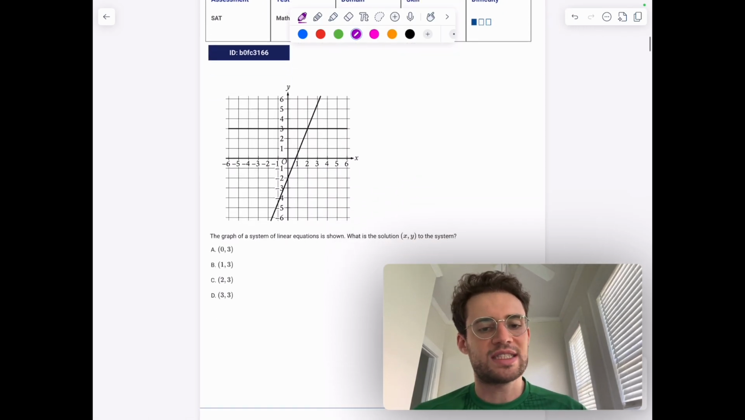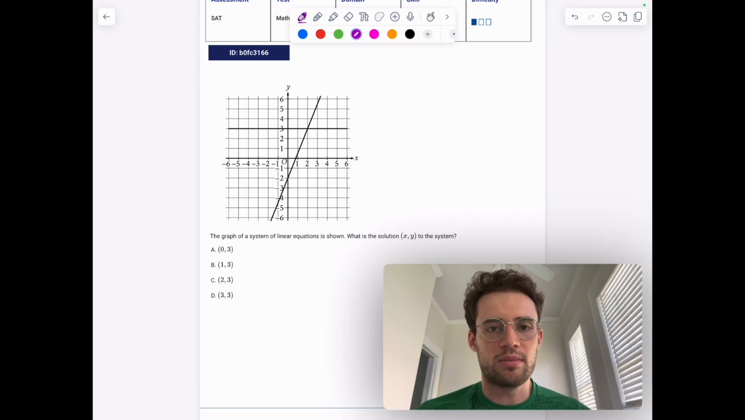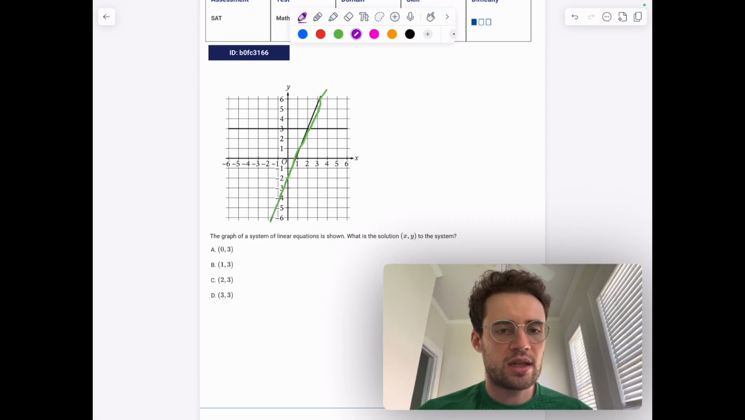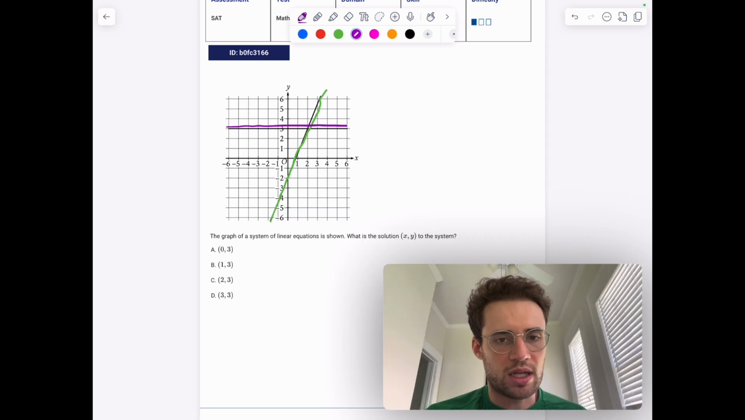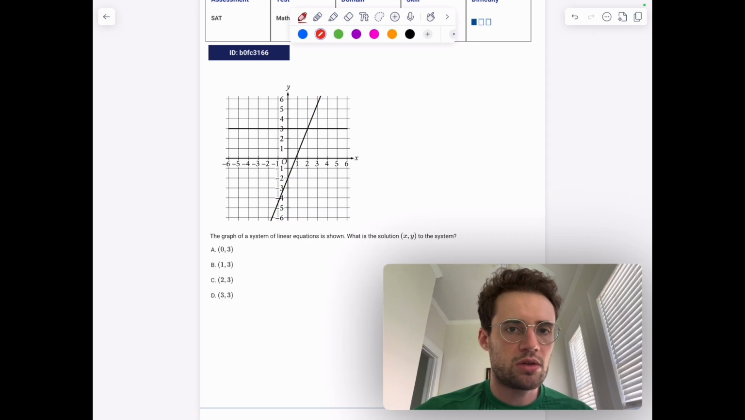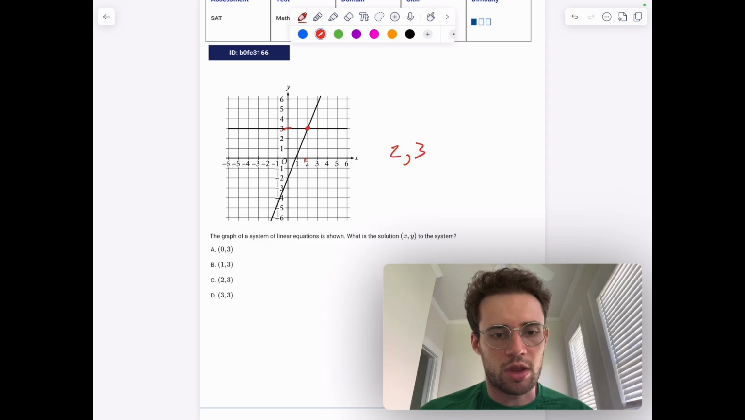The graph of the system of linear equations is shown. What is the solution x comma y to this system? So the 2 lines, one of them is this line that has a positive slope going up like that. The other one is at y equals 3. It's this horizontal line right there, slope 0. But the solution is just where the 2 lines cross, and that would be this point, which is 2 over and 3 up. So 2 comma 3, that's option C.